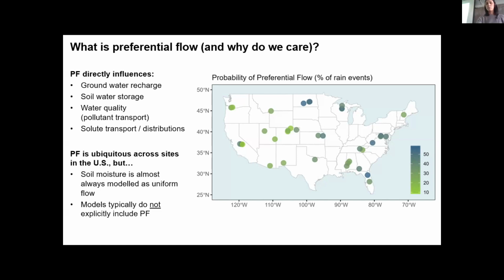We also know from some recent work that it really is pretty ubiquitous. It's happening in ecosystems anywhere that we're able to measure soil. We're seeing preferential flow occur after some portion of rain events, but it's almost never modeled that way. Most of the models that use soil moisture to make predictions are not explicitly including preferential flow, because we don't have a great understanding of when and why it's happening. So this project is using NEON soil moisture data at NEON sites to try to get a better understanding of that.